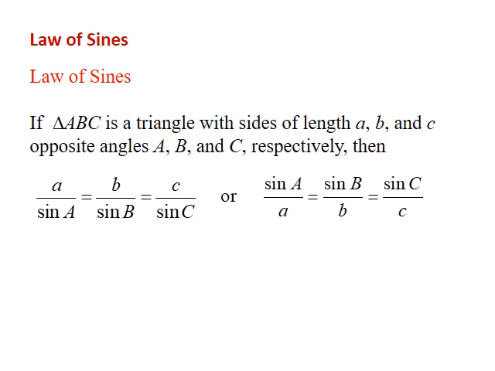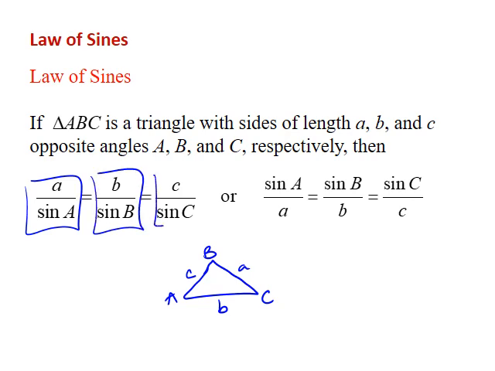So basically, I want to remind you that a triangle will be labeled in this way, where side A is opposite angle A, side B is opposite angle B, and side C is opposite angle C. And basically, we set up a ratio of angle to the corresponding side. And either of these formulas will suffice. I think I typically use this one.